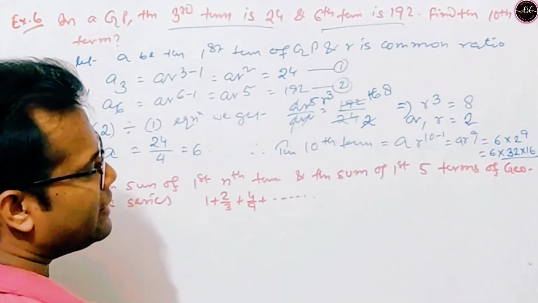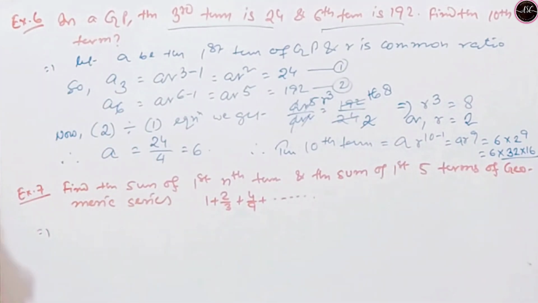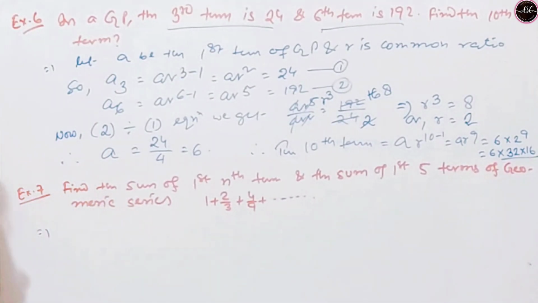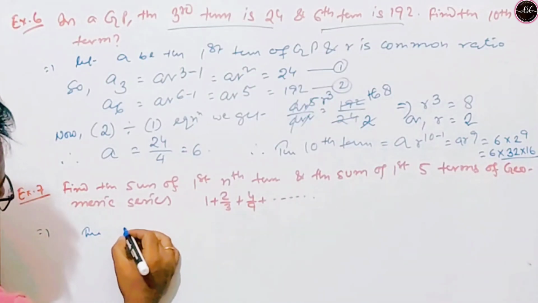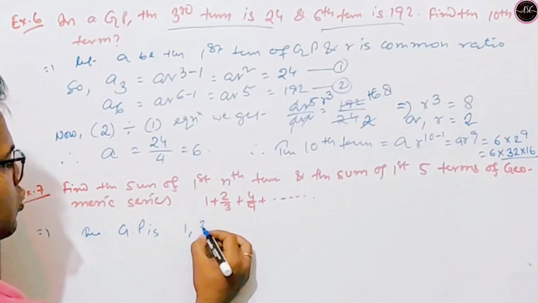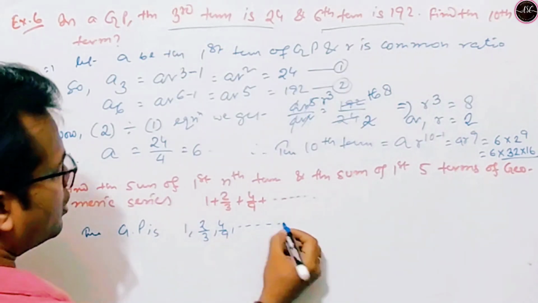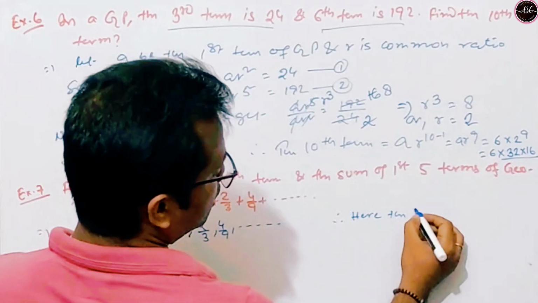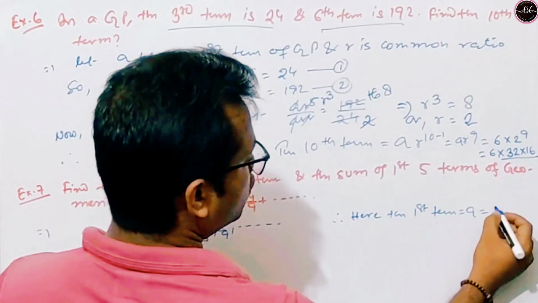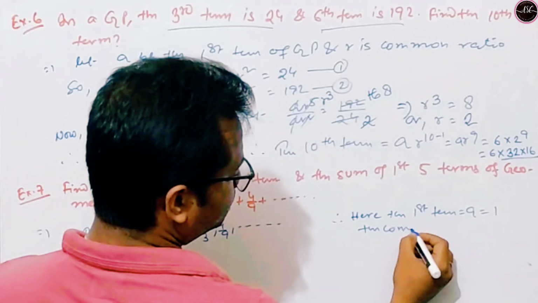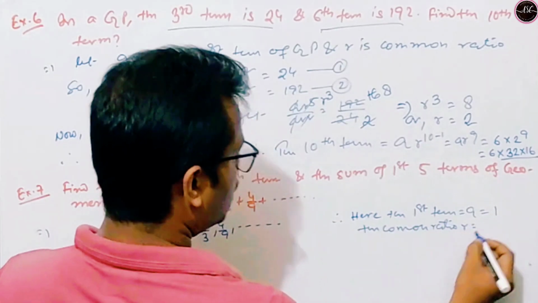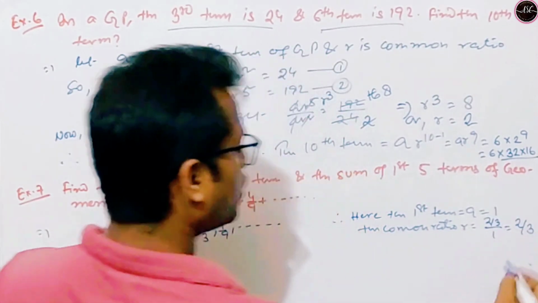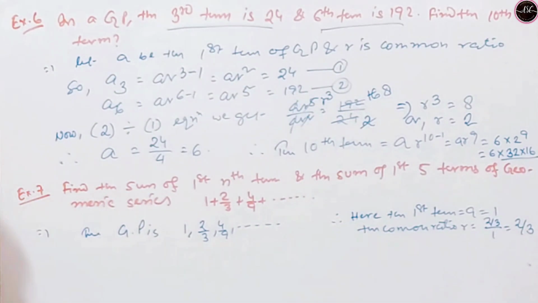Find the sum of the first n terms and the sum of the first 5 terms of the geometric series 1 plus 2 by 3 plus 4 by 9. Here we can write this series as a GP. Therefore the GP is 1, 2 by 3, 4 by 9, up to infinity. So here the first term is a equal to 1, and the common ratio r equals the second term 2 by 3 divided by 1, that means 2 by 3.